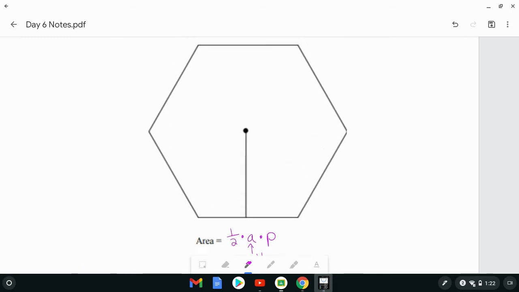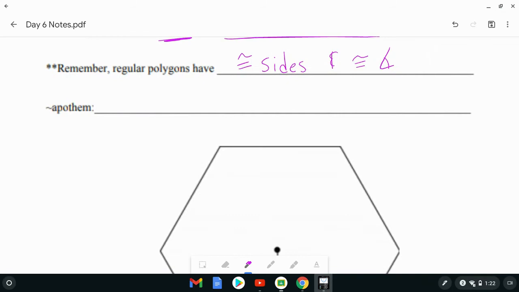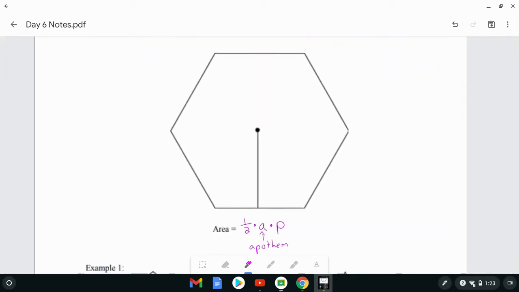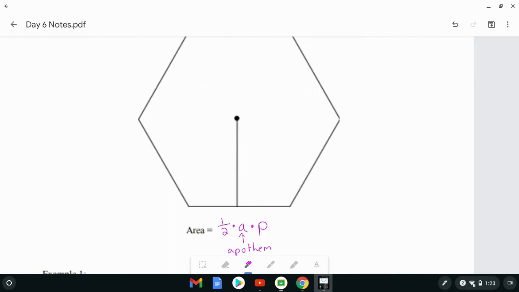Let's go ahead and go back up to the top here, where it gives us a space to answer the apothem definition. The apothem is the distance from the center to a side of the polygon. The one thing you need to make sure is true, though, is that in order for it to be an apothem, it has to be perpendicular to that side. So you can look here at this hexagon, and this right here from the center to that side, making a 90-degree angle, this would be our apothem A.